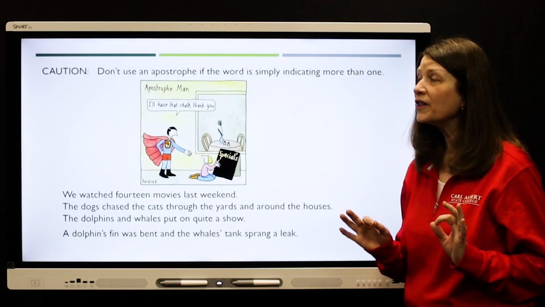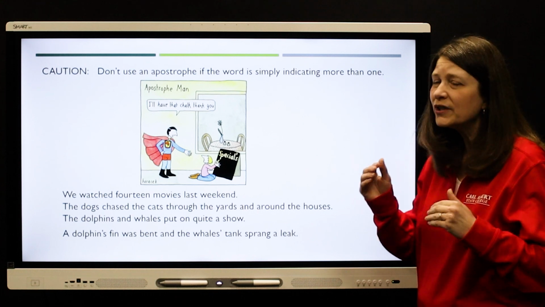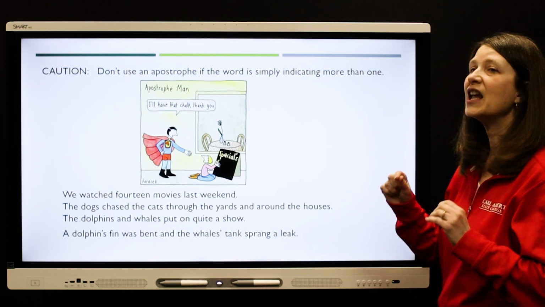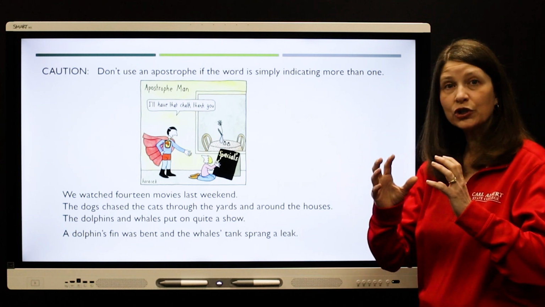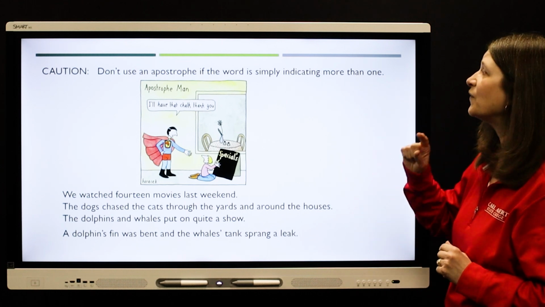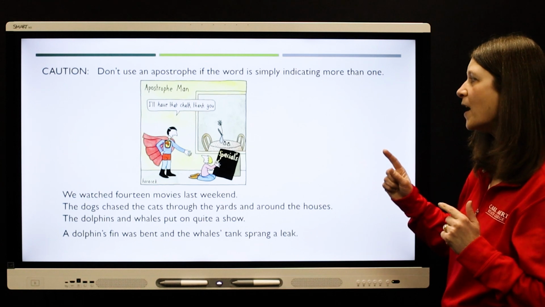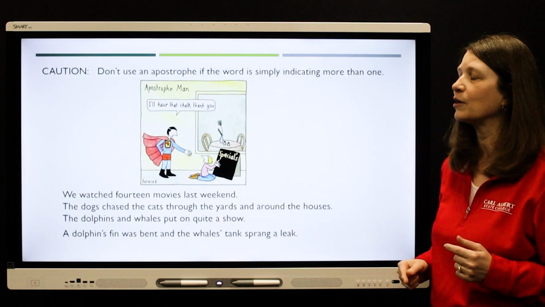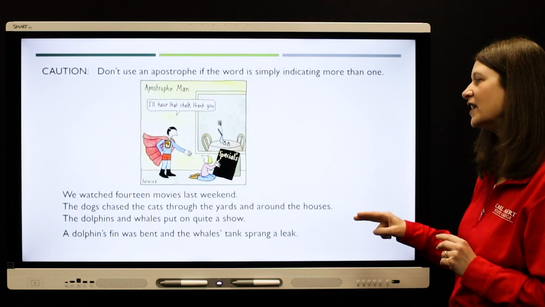So again, it's very important that we remember we don't use an apostrophe just because a word ends in S. We use an apostrophe if it's showing that there's ownership, right? Don't use an apostrophe if the word is simply indicating more than one. Look at this little guy. He is making the sign out front, in front of the restaurant, specials. Specials aren't owning anything. There's just more than one. No apostrophe needed. So apostrophe man has to take the chalk away. All right, let's look at a couple of other examples.